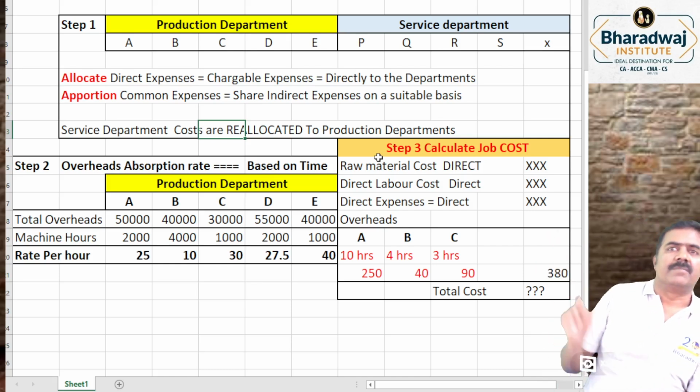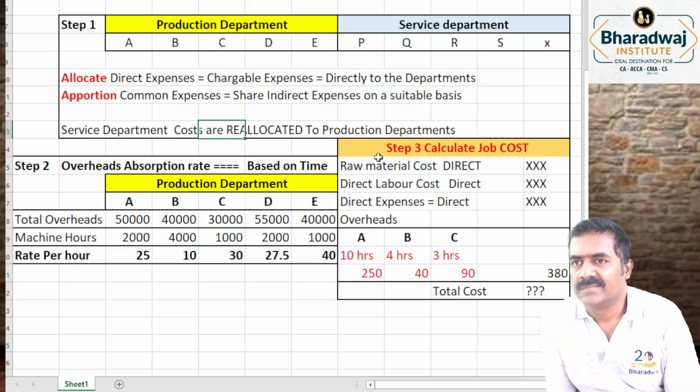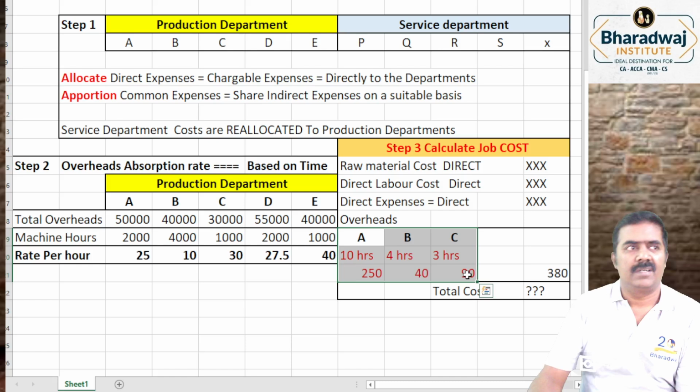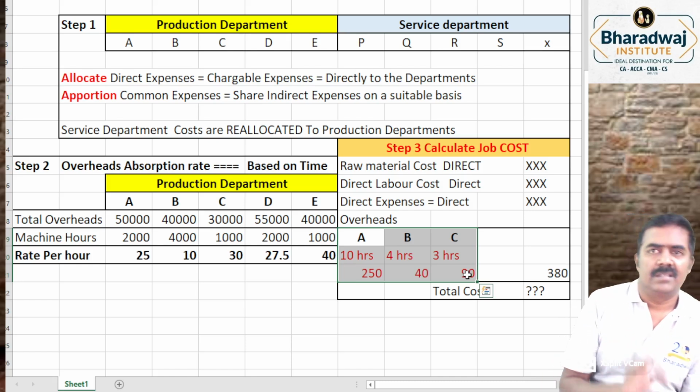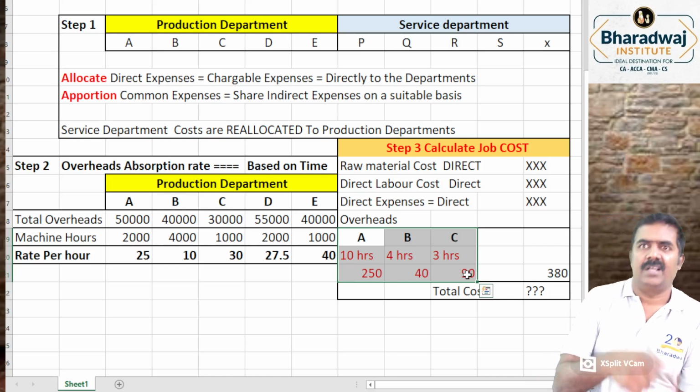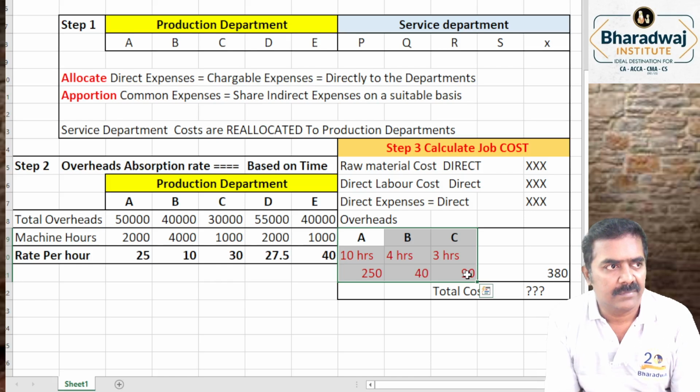What is the limitation of the method? We are charging overheads based on time. But is cost influenced by time or by the activity done? The next method is activity based costing.